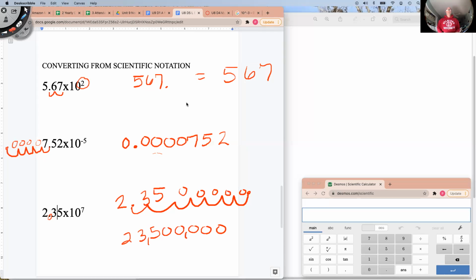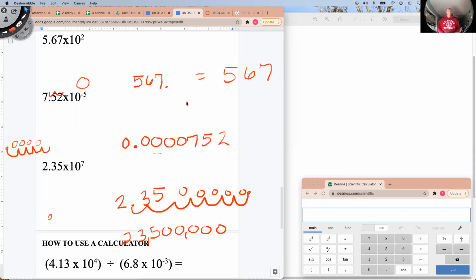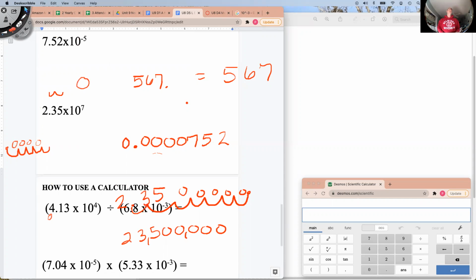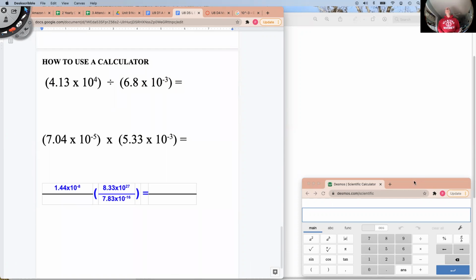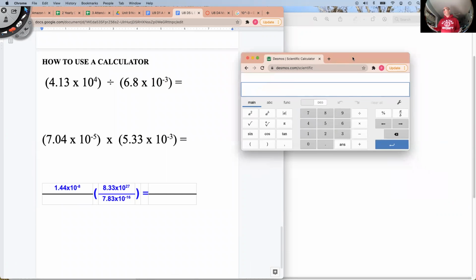Whoops. All right, so let me scroll down. I think that was it. Oh no, gosh, we're almost done. I forgot, that's right. How to use a calculator, ladies and gentlemen. So this is giving kids some problems. So I'm going to work with you on how to use a calculator.